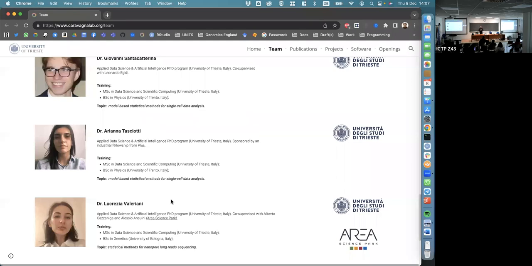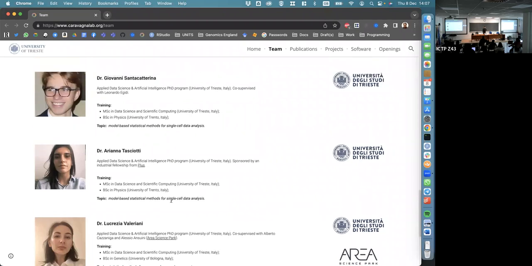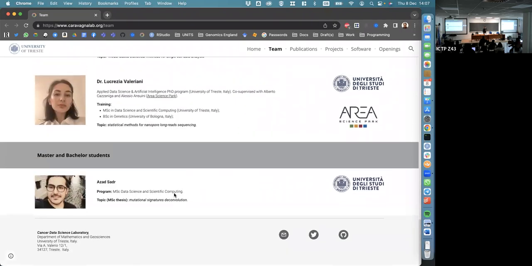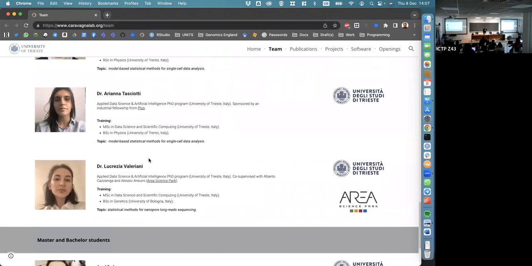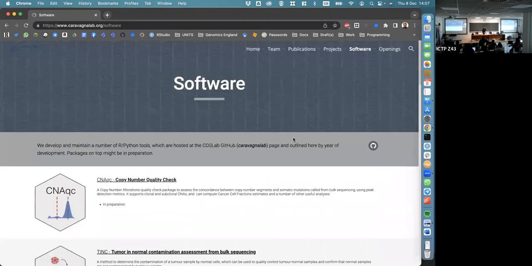We don't really just want to work on the computational problem per se. We really want to try to make some impact in terms of real biology and also clinical practice in some way, because at the end of the day, we are still studying a human disease. So we want to have a handle on that as well. And most of these people are sometimes also co-supervised with several other scientists in Trieste or around.